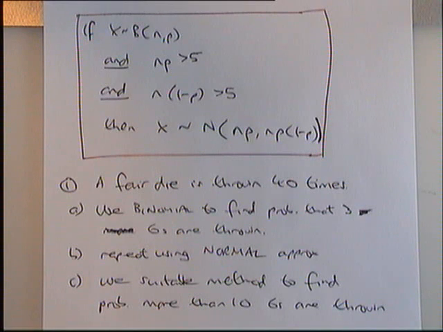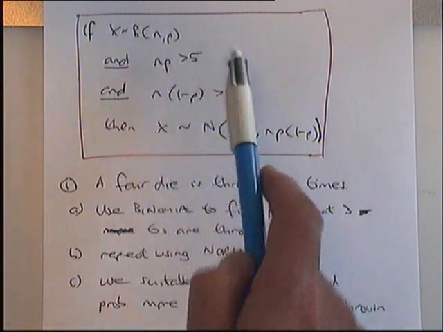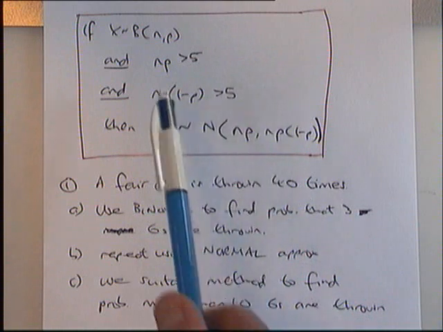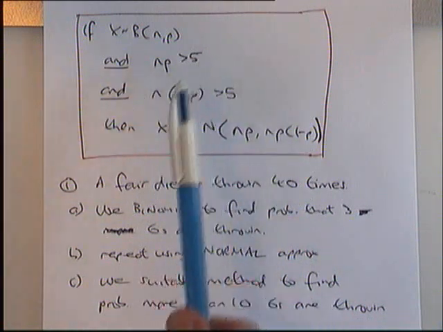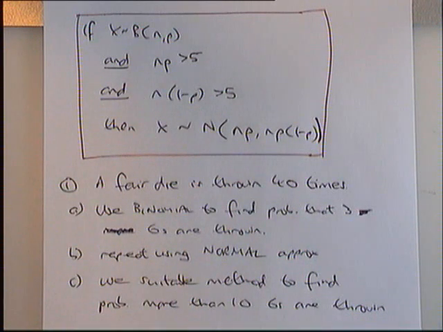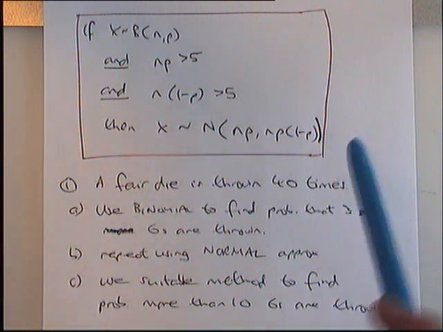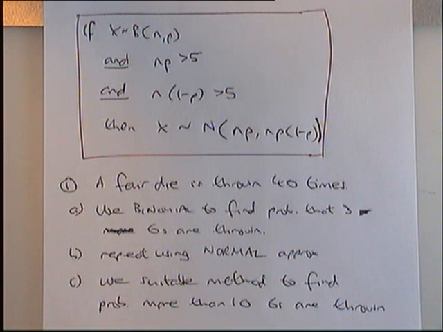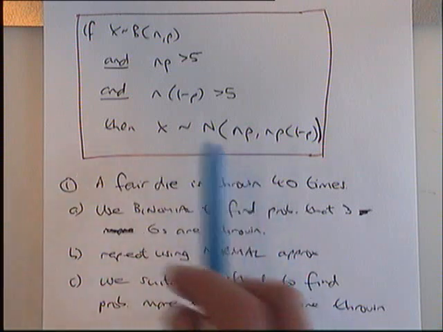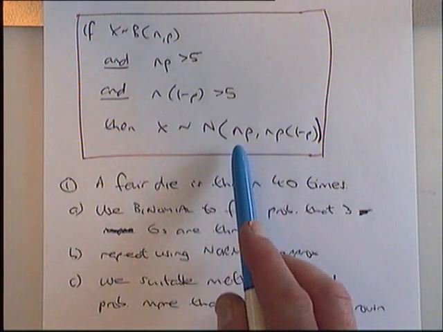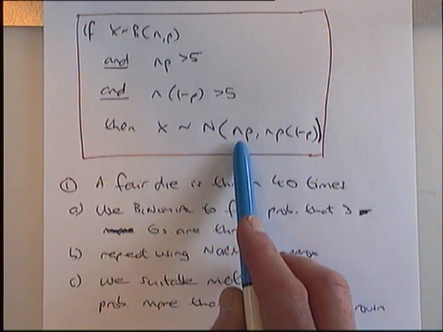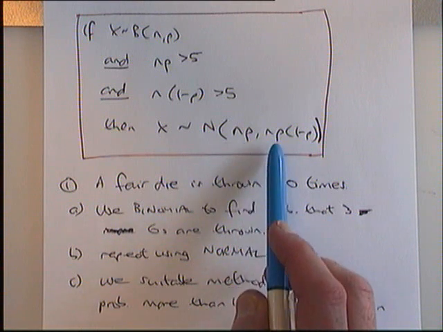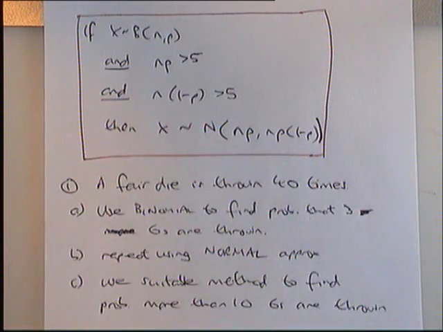So we've got a question here on using the normal approximation for the binomial. If the binomial distribution meets two conditions, that n times p is greater than 5 and n times 1 minus p is greater than 5, then you can use the normal approximation to the binomial. The mean of the binomial is n times p, which is why we've got that here. The variance of the binomial is np(1 minus p), which is why we've got that there.